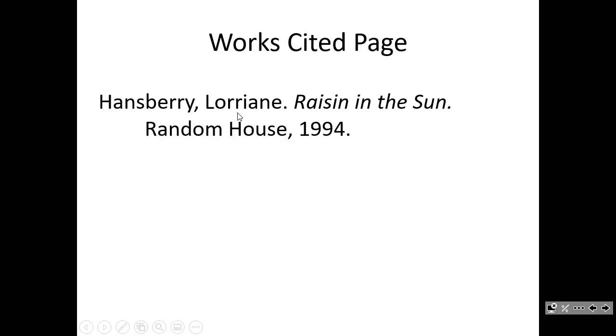So this is what our Works Cited page is going to look like. Hansberry, comma, Lorraine, period. Raisin in the Sun, in italics, period. Random House is the name of our publisher, comma. It was published in 1994, and then period.